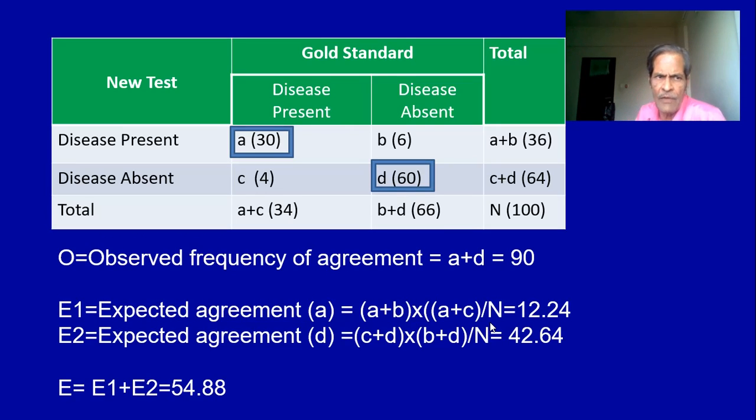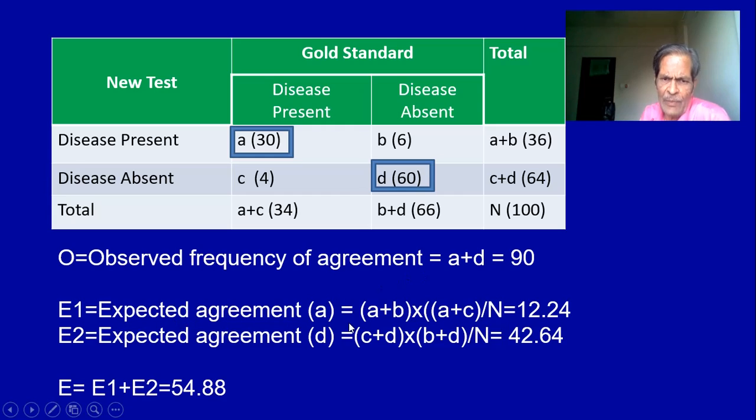So here is the result wherein the gold standard results and the new test results are obtained. A are the individuals in whom both the gold standard as well as the new test have declared disease present, and D are the individuals in whom the disease is absent by both tests. The observed frequency of agreement is therefore A plus D, that is 90. So out of 100 instances, in 90 instances the agreement between the two tests was observed.